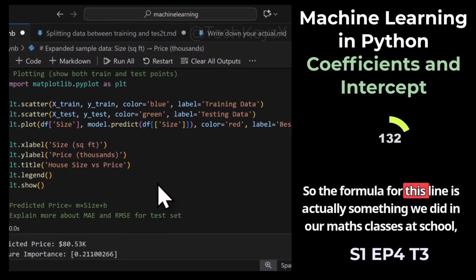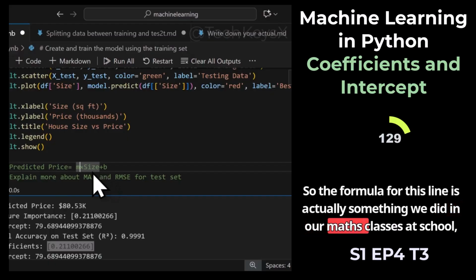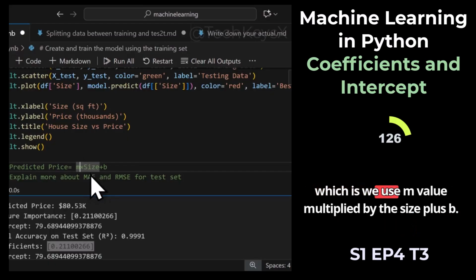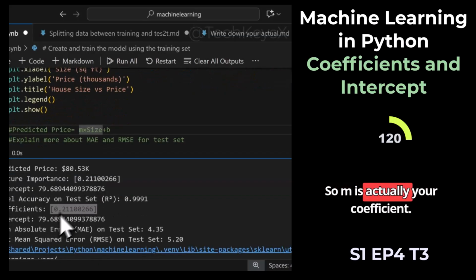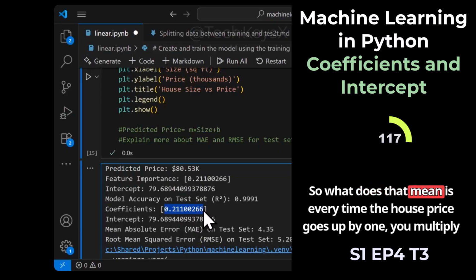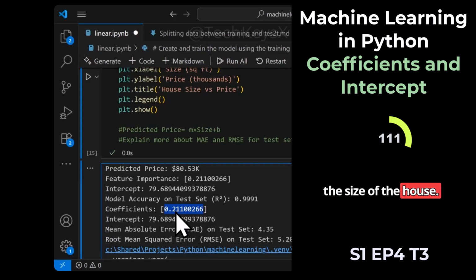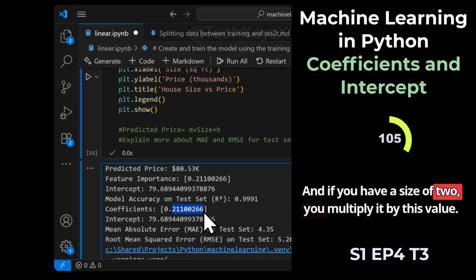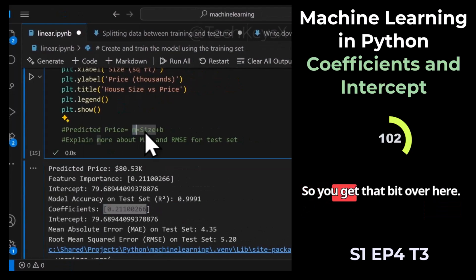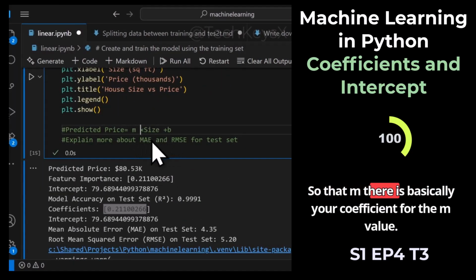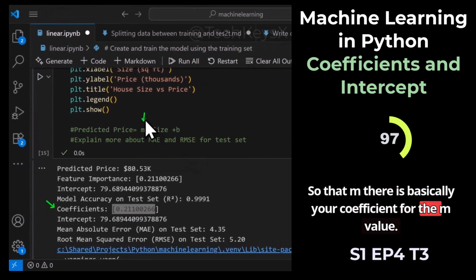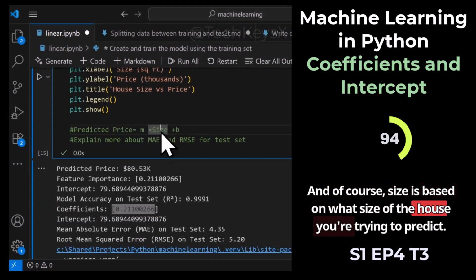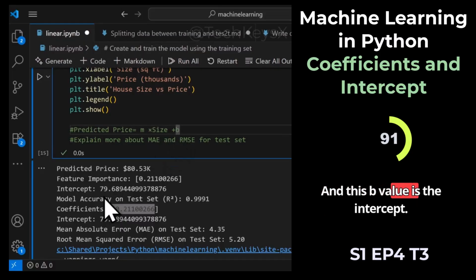So the formula for this line is actually something we did in our math classes at school, which is we use M value multiplied by the size plus B. So what are these? M is actually your coefficient. What that means is every time the size of the house goes up by 1, you multiply by this value. So if we have a size of 1, you multiply it by this value. And if you have a size of 2, you multiply by this value. So that M there is basically your coefficient. And of course, size is the size of the house you're trying to predict. And this B value is the intercept.